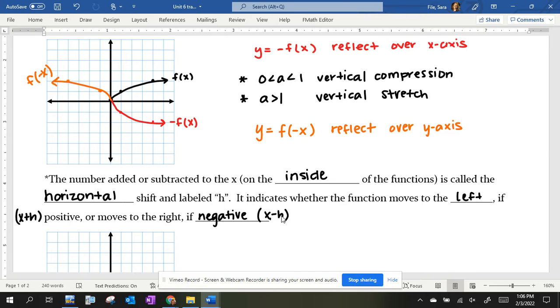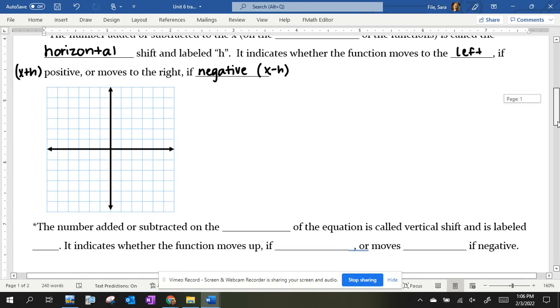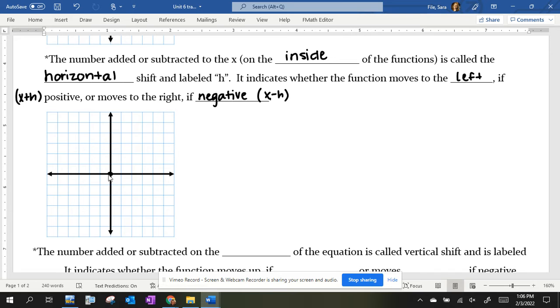The h value itself is technically positive. And when you subtract a negative, it becomes a plus here. So that's why that one's to the left and this one's to the right. So just remember that when it's inside the function, it's opposite. So we're going to use the same parent function for reference here.